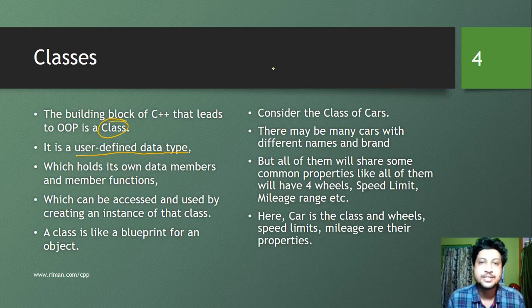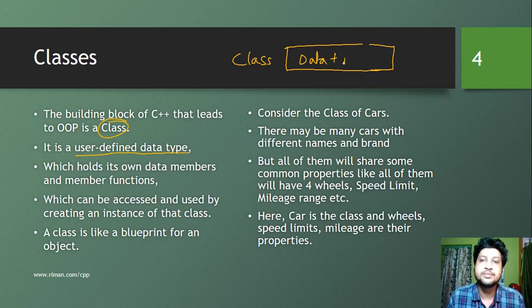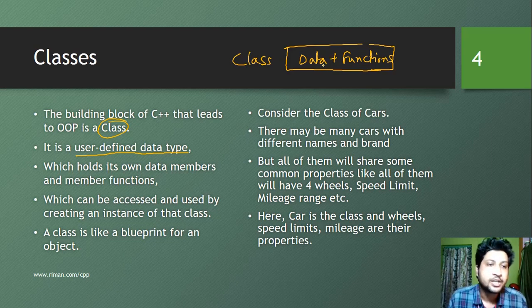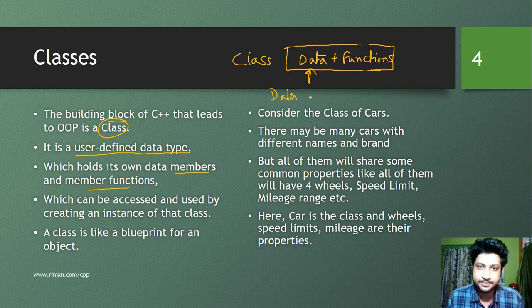And what does a class have? A class consists of nothing but some data along with some functions that operate on this data, so it holds its own data members and member functions. Whatever data is inside the class is called data members, and whatever functions operate on this particular data are called member functions.